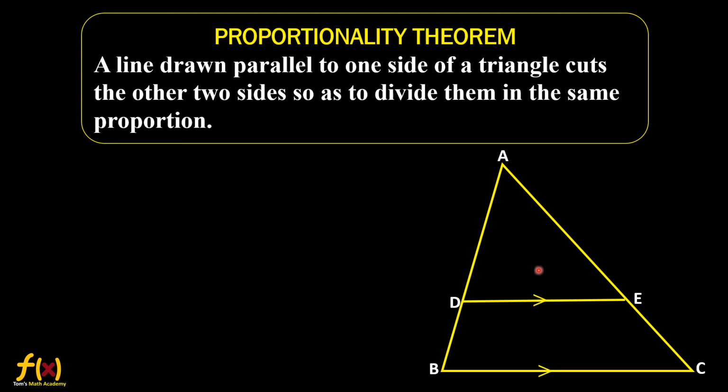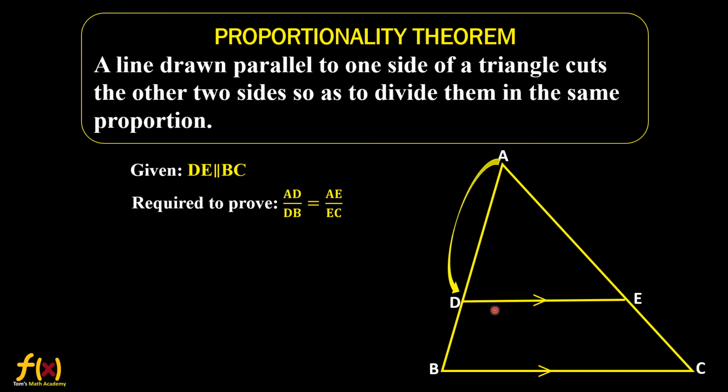So we are going to prove it now. That is our question, maybe 5 plus or minus 5 marks. So given information, what is given? DE is parallel to BC. We start there. Now required to prove, what are we going to prove? AD over DB is equal to AE over EC. Very clear illustration.